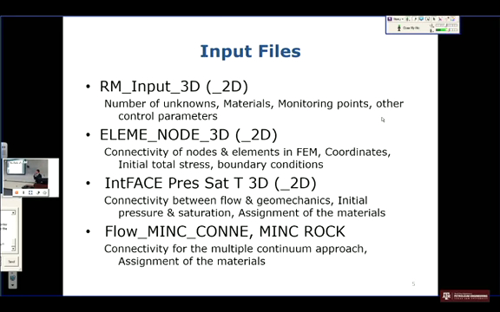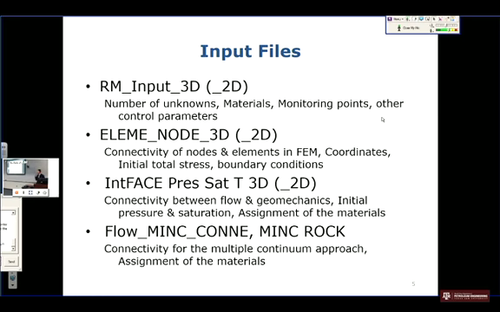So let me briefly overview the input files of the RockMag. The first file contains the general control parameters such as the number of the unknowns and number of the nodes, and the properties of the rock material and the output of the monitoring points. The second file contains the connectivity matrix of the node and the element in the context of the finite element method, the coordinates of the node, and initial total stress and boundary condition for geomechanics.